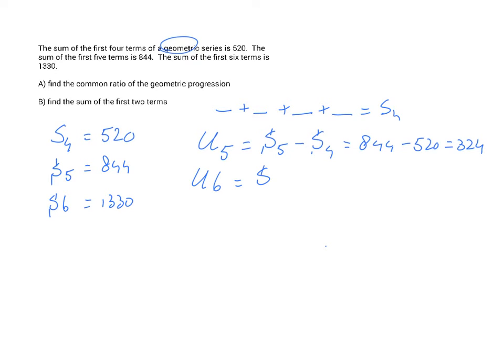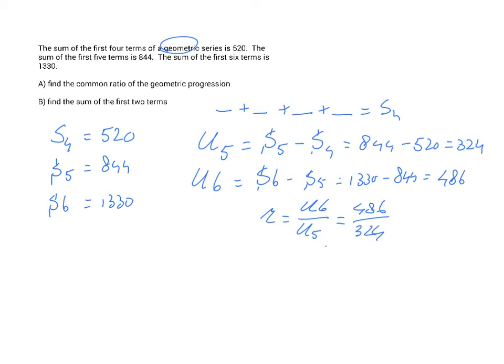And if we do that for another one, term number 6, for instance, is the same as the sum of the first 6 terms take away the sum of the first 5 terms. So 1330 take away 844, 486. There we go. To find the common ratio, you know that for geometric progressions you take a term and divide it by the term before it. So in this case U6 divided by U5, so 486 divided by 324.